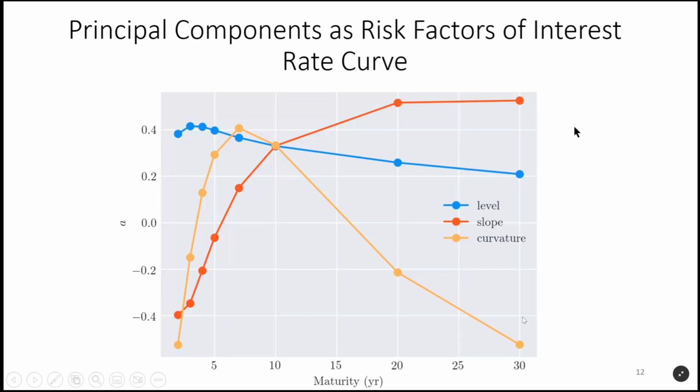The red line is the second principal component. It has less impact on the curve compared to the first one, but it influenced the curve in a different way. So you can see some of the coefficients here are negative, and they are negative for the short-term rates right here, but they are positive for the long-term rates. And that means that this factor will push long-term rates up and short-term rates down. And this will result in the twist of the curve and changing the slope.